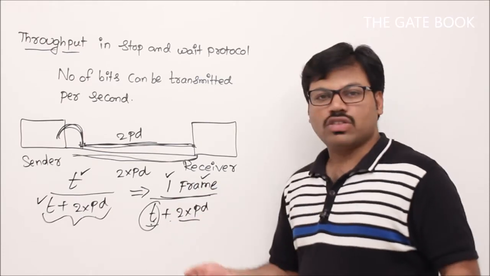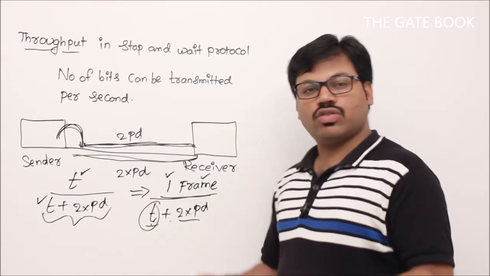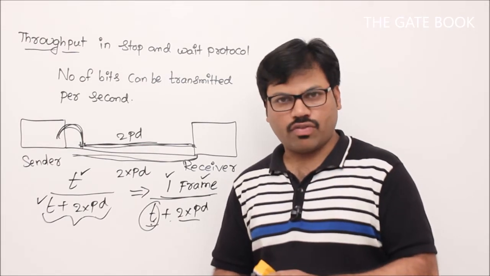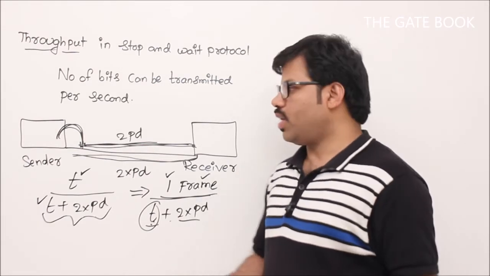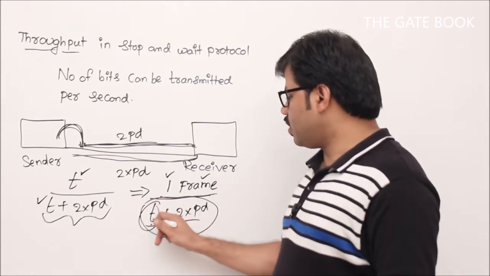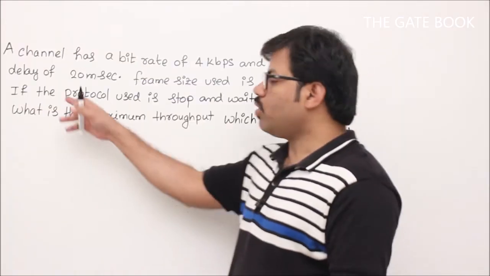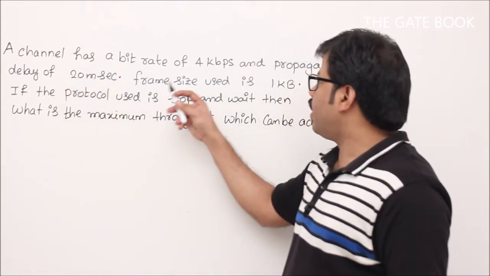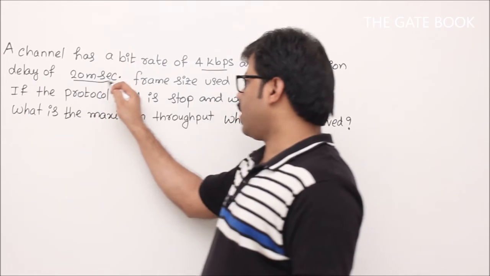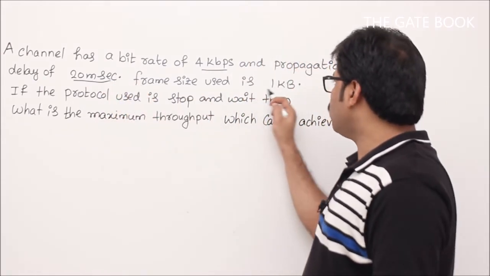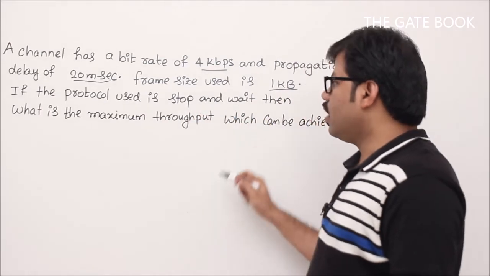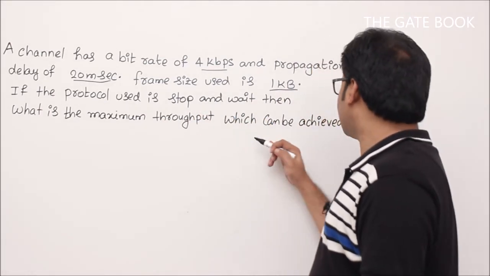Let's try to solve a numerical problem related to this one so that you can understand. From now onwards, simple. Maximum throughput of stop and wait protocol is simply one frame per this overall period of time, T plus 2 into propagation delay. Now we'll see one more question. A channel has a bit rate of 4 kbps and propagation delay of 20 millisecond. Frame size used is 1 kb. If the protocol used is stop and wait, then what is the maximum throughput which can be achieved?